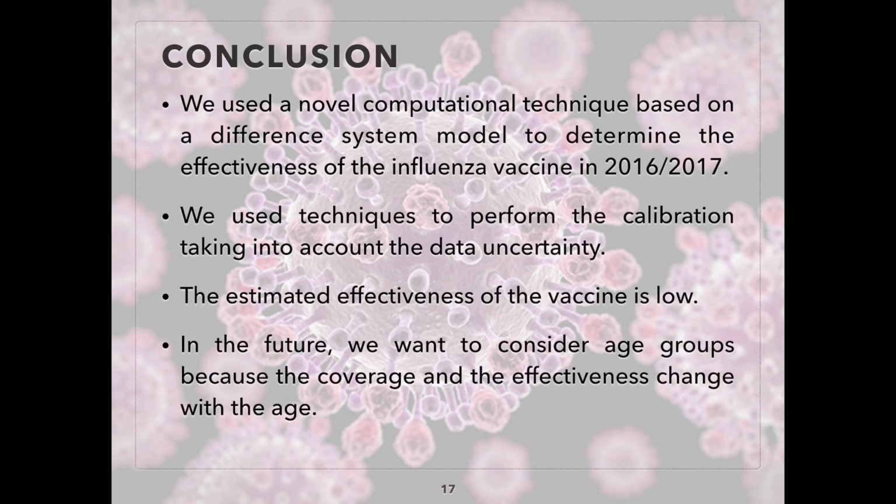The conclusions of this study are: we used a novel computational technique based on a dynamic system model to determine the effectiveness of the influenza vaccine, in this case in the season 2016-2017. We used techniques to perform the calibration, taking into account the data uncertainty. The estimated effectiveness of the vaccine is low. In the future, we want to consider age groups because the coverage and the effectiveness change with age.